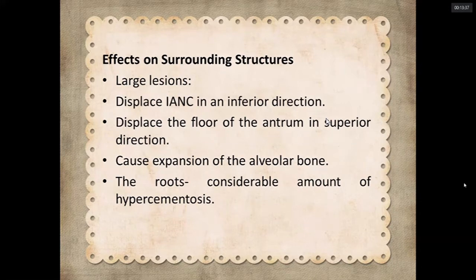Next, effects on the surrounding structures. The larger lesions can result in displacement of the inferior alveolar nerve canal in an inferior direction. They can also displace the floor of the antrum in the superior direction. They can cause expansion of the alveolar bone, and on the roots there can be a considerable amount of hypercementosis.